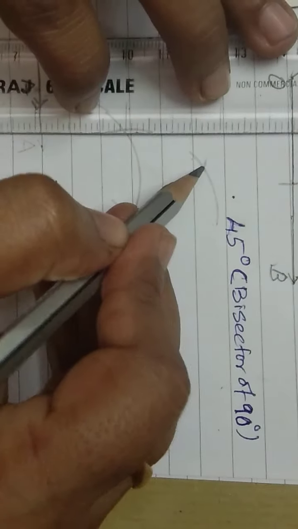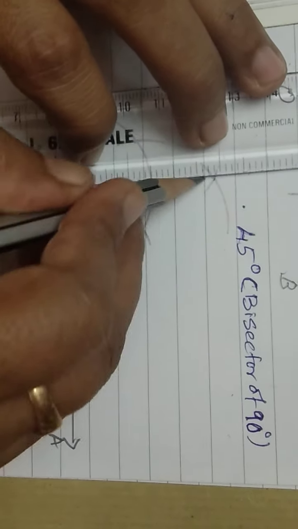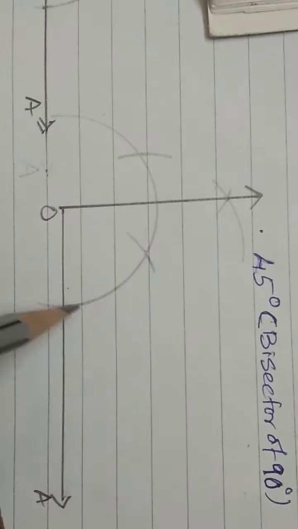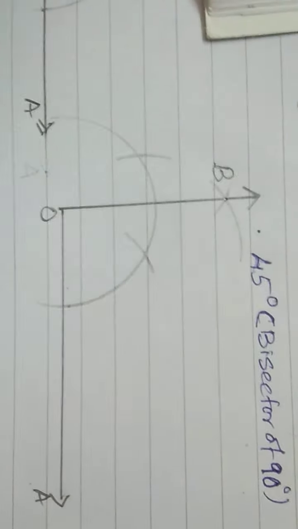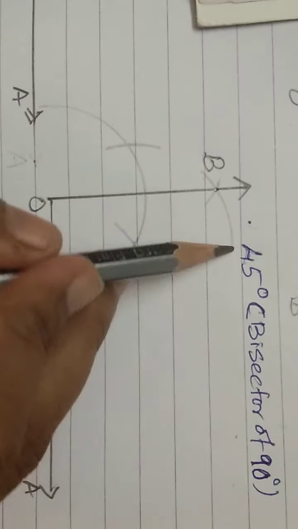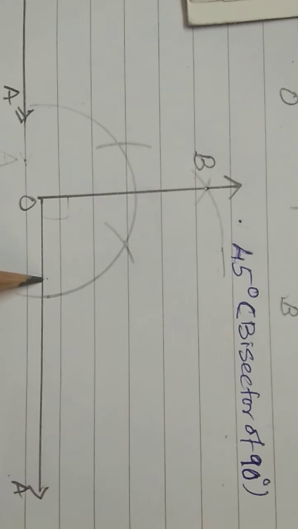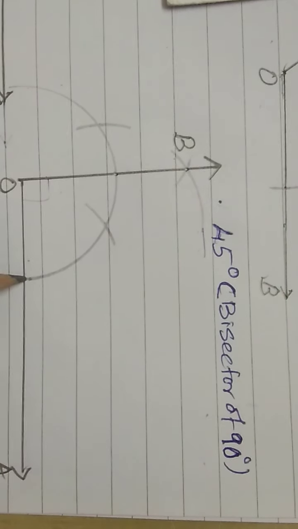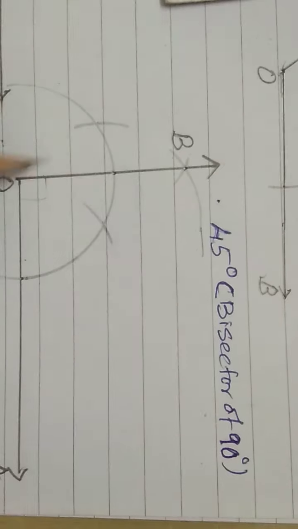Now join this and our center. So we have completed the 90 degree. This is the angle OAB we have completed. Now to find 45, this angle is 90. Bisector means half of the angle, that is 45. To construct 45 we have to start from these 2 points. This is 90 and these are the arms of the 90 angle.